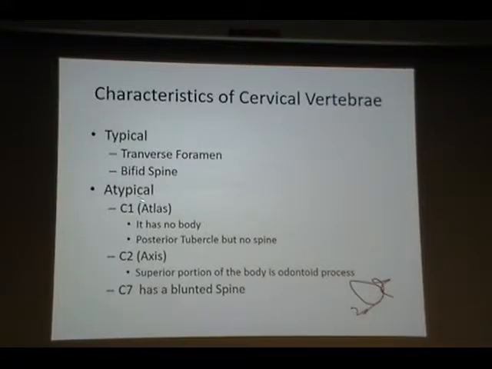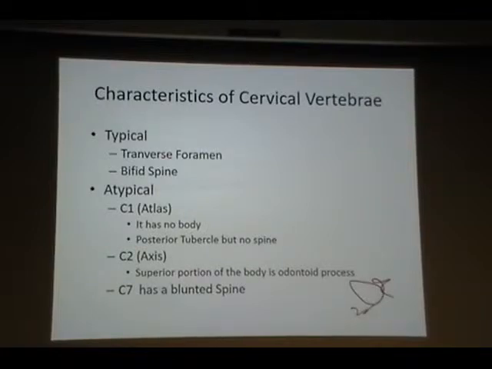Okay. So what are the ones that are atypical? Well, a vertebra typically has a body, it has pedicles, it has lamina, and it has a spine. Okay. However, C1 has no body. Okay, it has no body. And it has a posterior tubercle bump, but it does not have a spine. Okay, what happened to its body? I don't know if Dr. Thoreau talked about this or not. What happened to the body of C1?